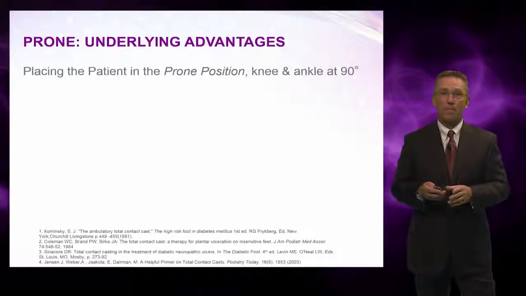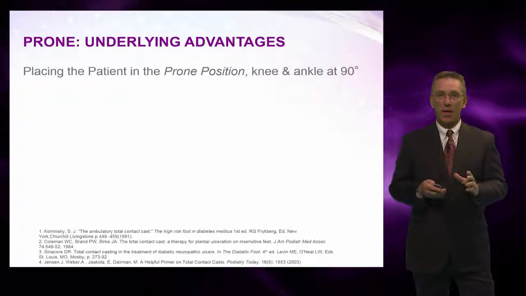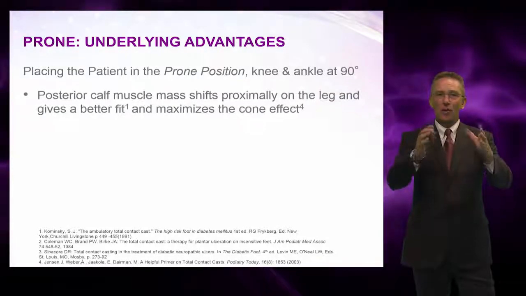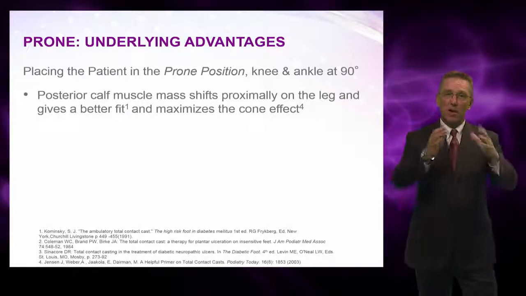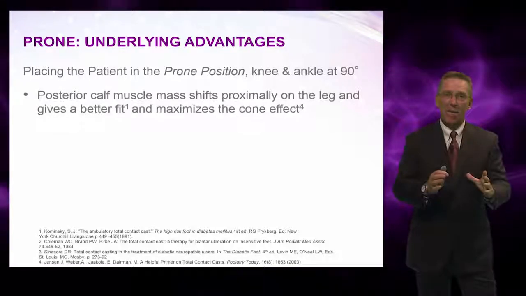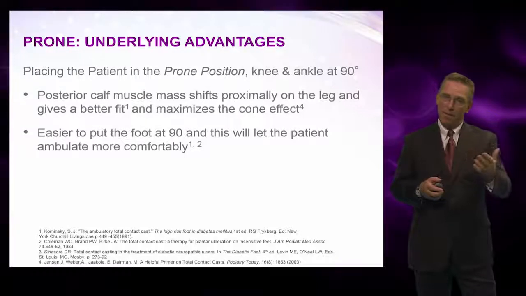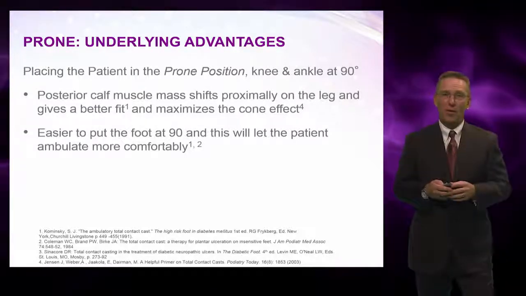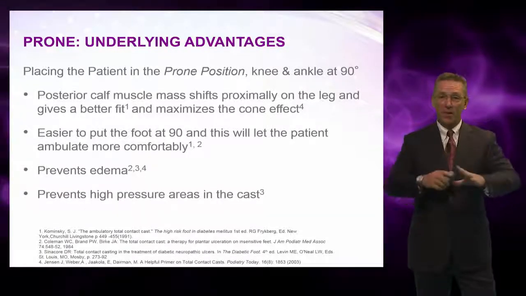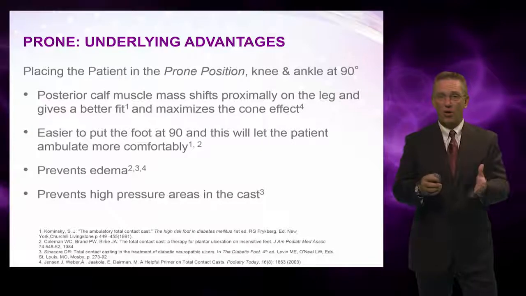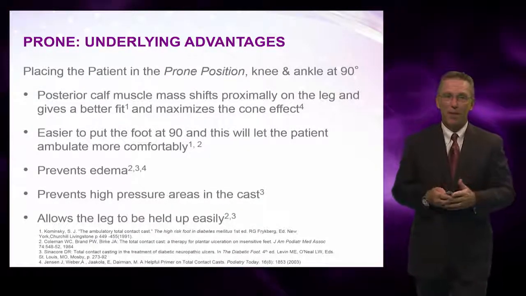Why is this important? If we put a patient into a prone position, it's very easy to get the foot at 90 degrees to the leg. It also allows all the soft tissues to hang proximally. So if the patient's prone, muscles, adipose tissue, everything's hanging proximally so we can maximize the cone effect. As I mentioned before, as soon as you bend the knee, it's much easier to put the foot at 90 degrees. Prevents edema. And with total contact, you eliminate high pressure areas within the cast that can create problems. And lastly, it allows the leg to be held up easy for application.